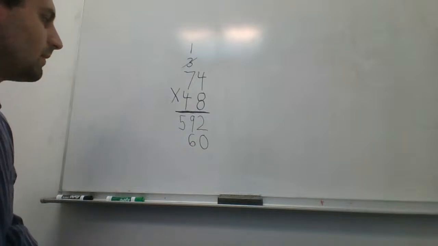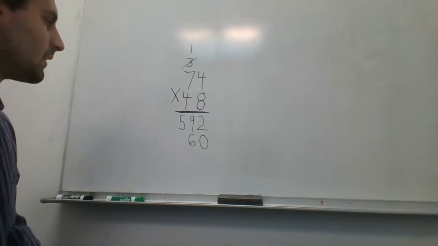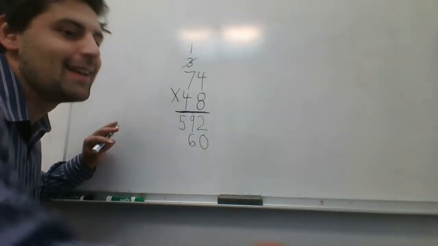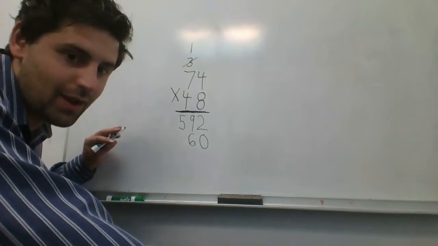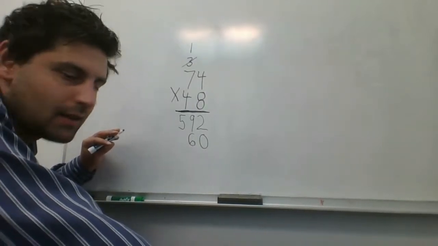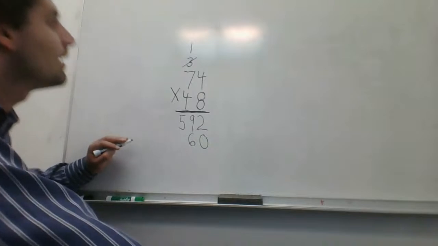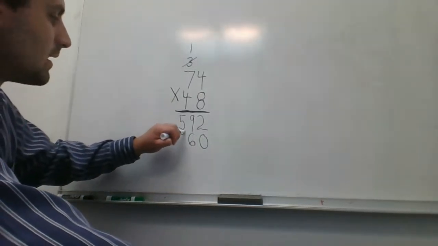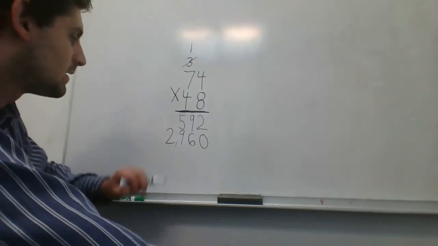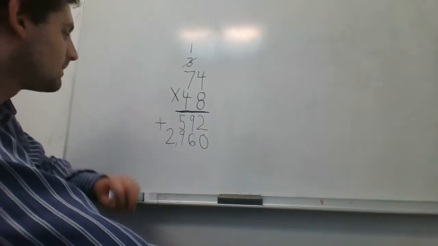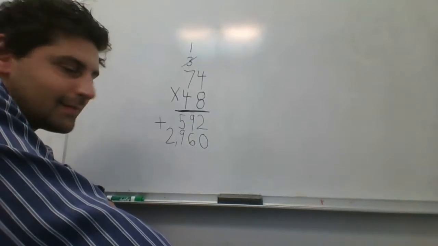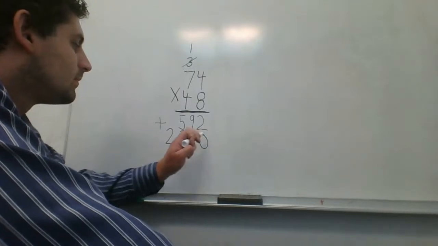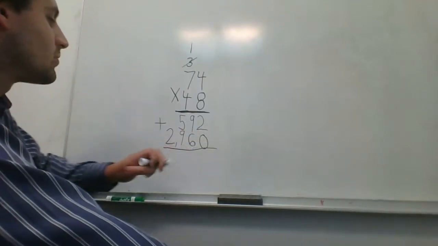7 times 4 equals 24. I mean, not 7 times 4 equals 28. 7 times 4 equals 28. You see, that's why you don't rush. That's why you got to take your time. 7 times 4 equals 28, plus 1 equals 29. So now, I'm going to add both of these numbers up.